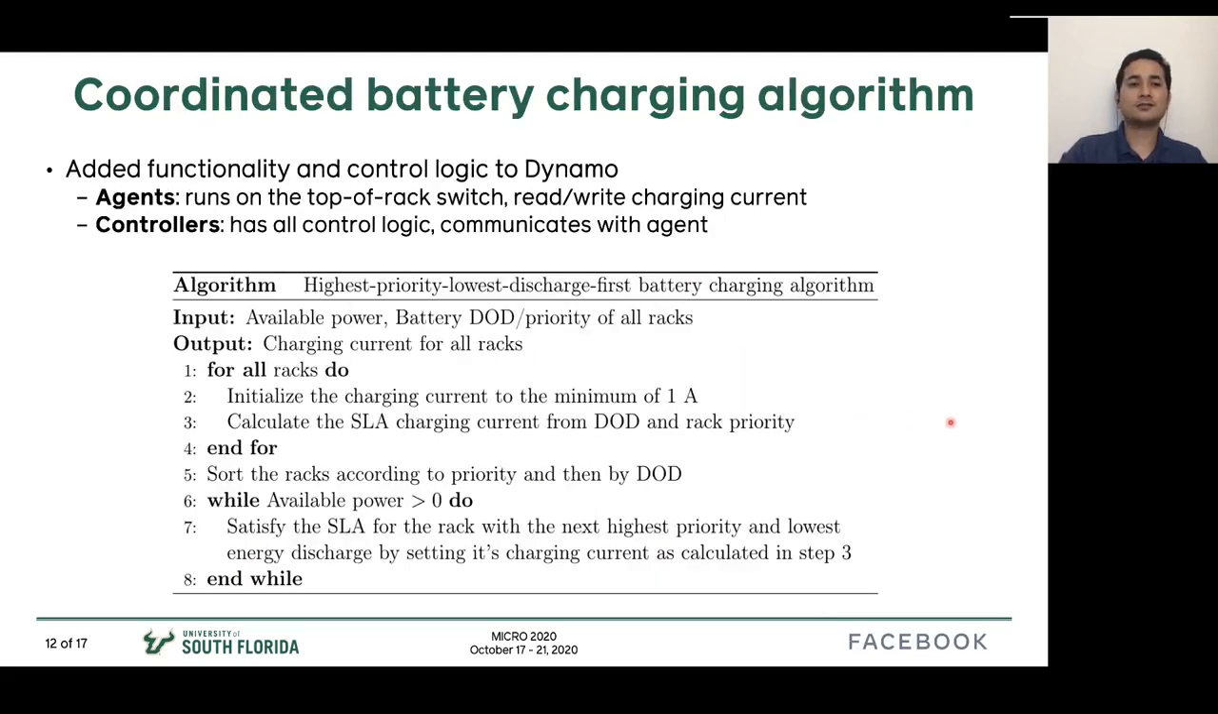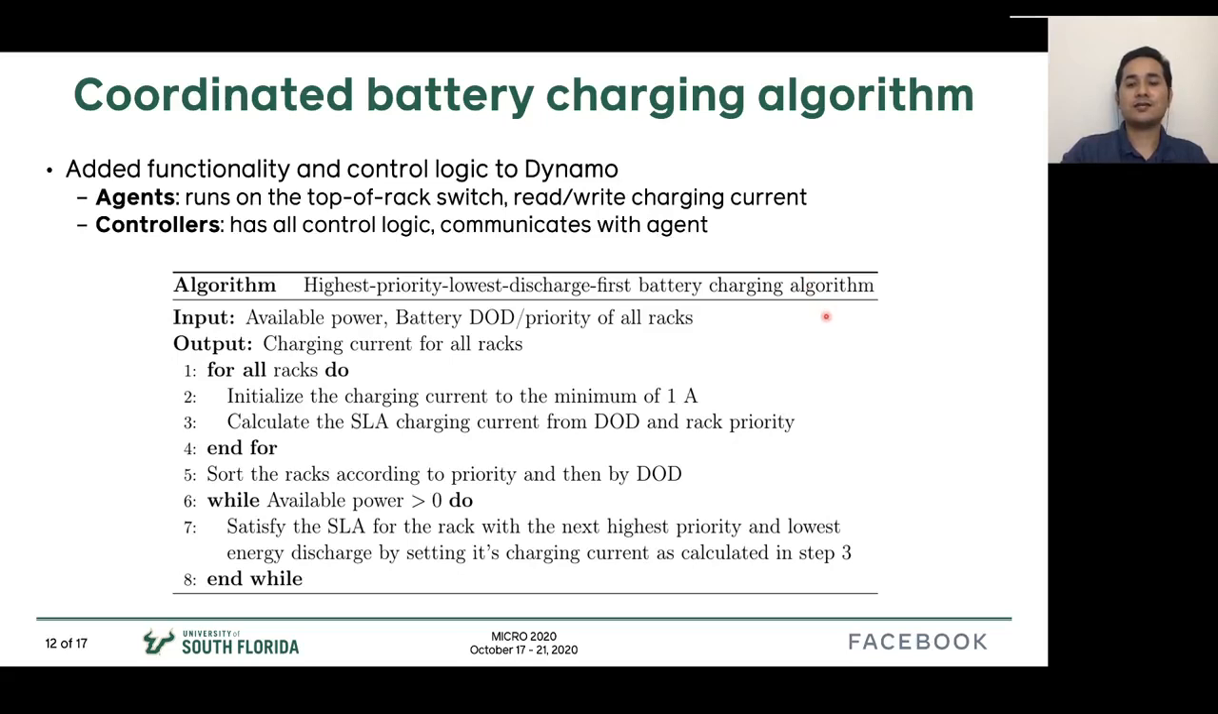We architect this solution inside Dynamo. Dynamo has 2 parts, agent and controllers. Agent is a program running on top of rack switch, which can read and write charging currents in the rack, and this algorithm is built into the controller, which monitors the Dynamo agents and can issue override commands to write the charging current for those racks.